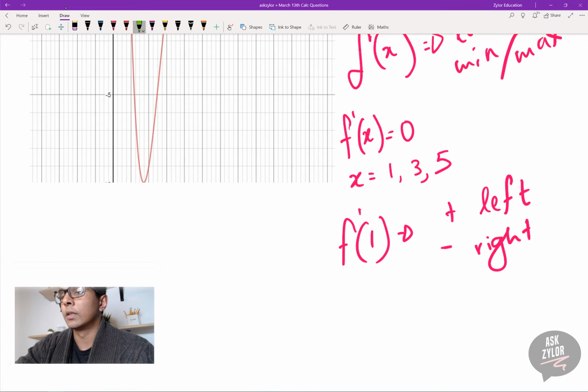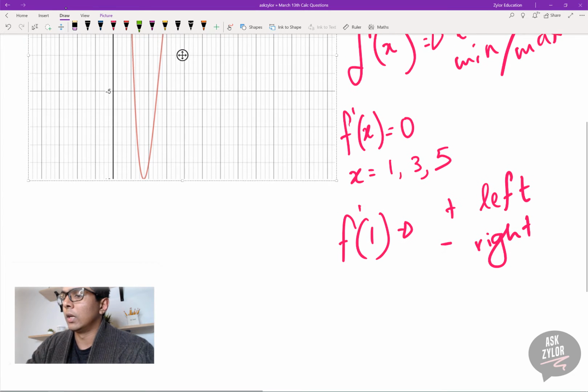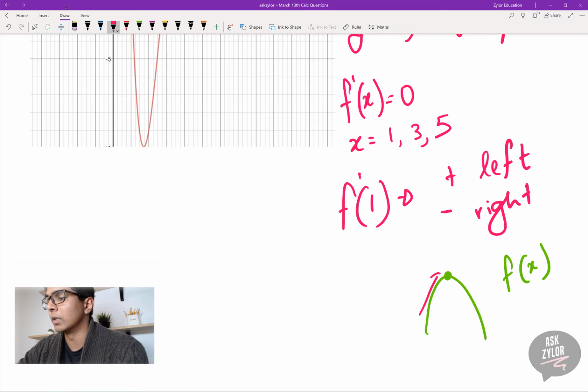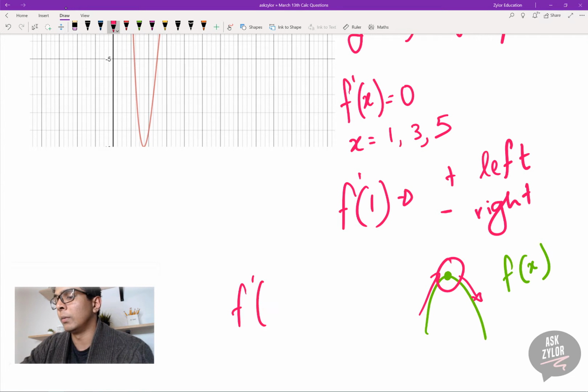What that indicates is that on my left hand side, I basically have a function that looks like this, which means my rate of change on my left hand side has to be positive, and my rate of change on my right hand side has to be negative. That indicates I have a maximum. So at f prime 1, I should have a maximum.